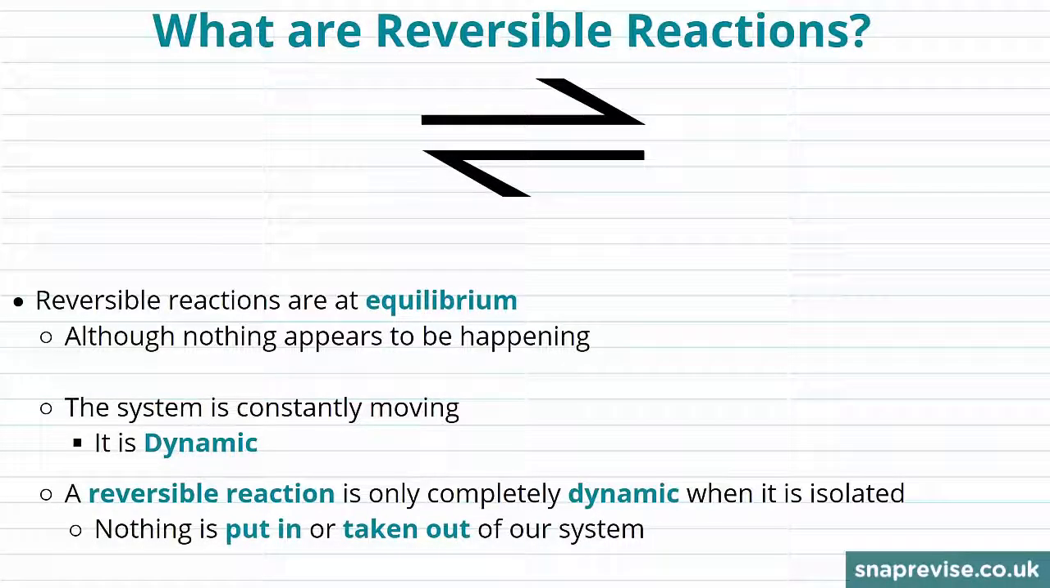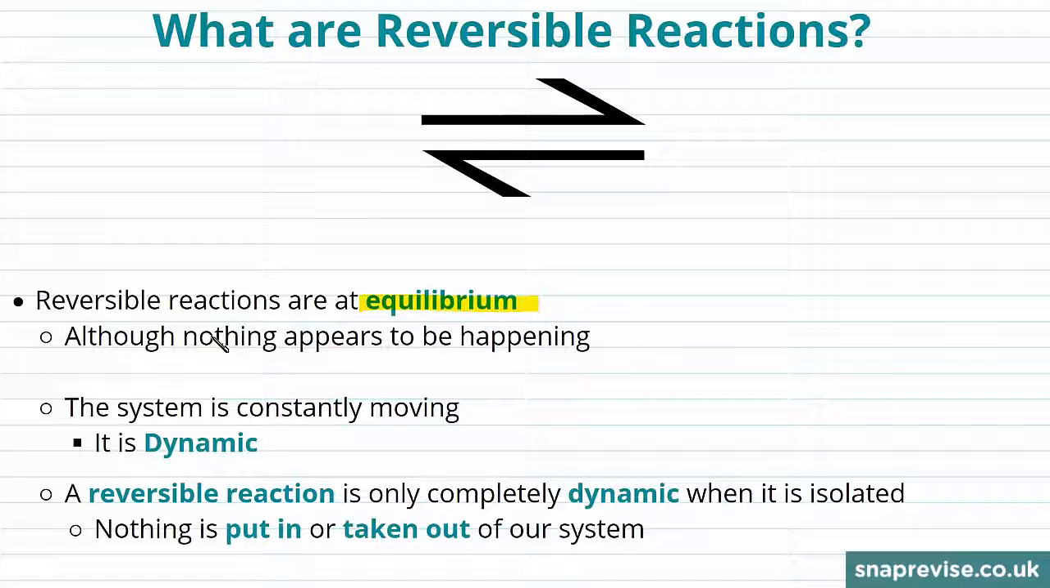So let's begin by discussing what reversible reactions are. You may well have met reversible reactions before, and they are represented with this symbol here, with two half arrows facing in different directions. This sign is used to represent the fact that the reaction is at equilibrium.